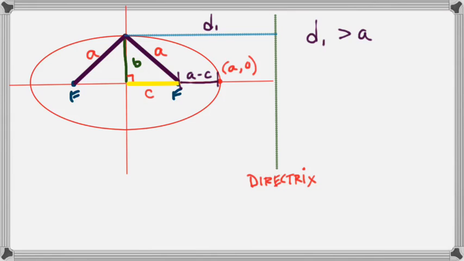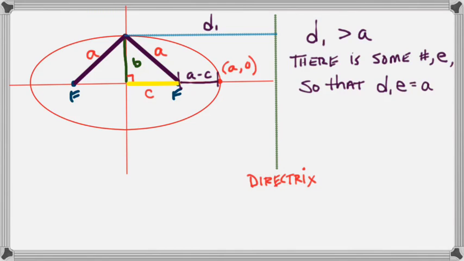So I have the directrix outside of my hyperbola, so D1 is larger than my A value. A is from the center to the side. And then we can talk about some number E, so that D times E will make them equal to A. E is going to have to be a value less than 1, as D is already greater than A.